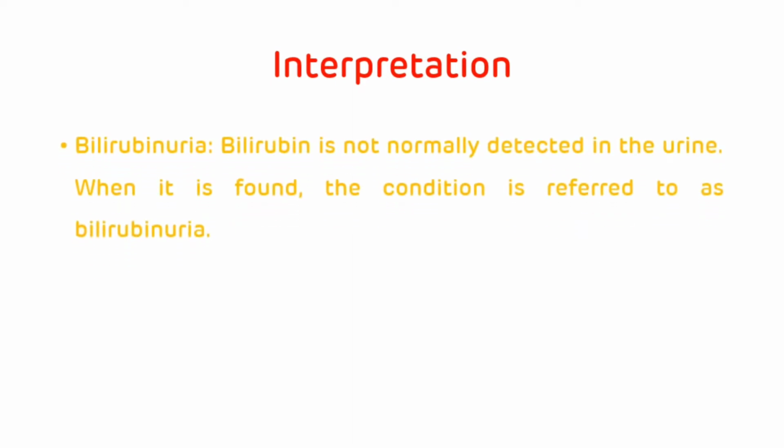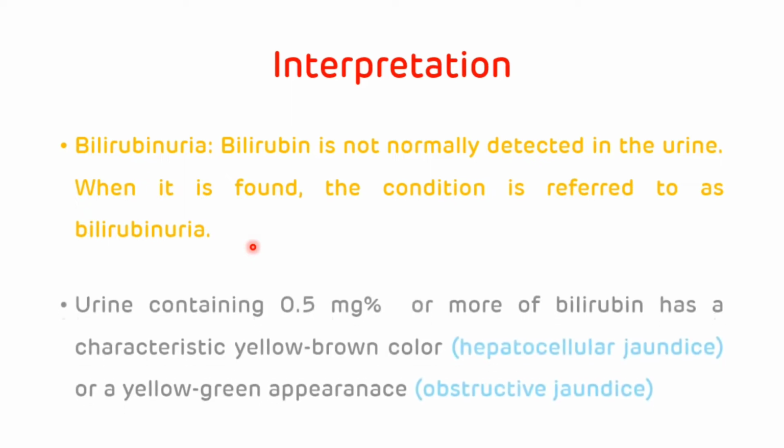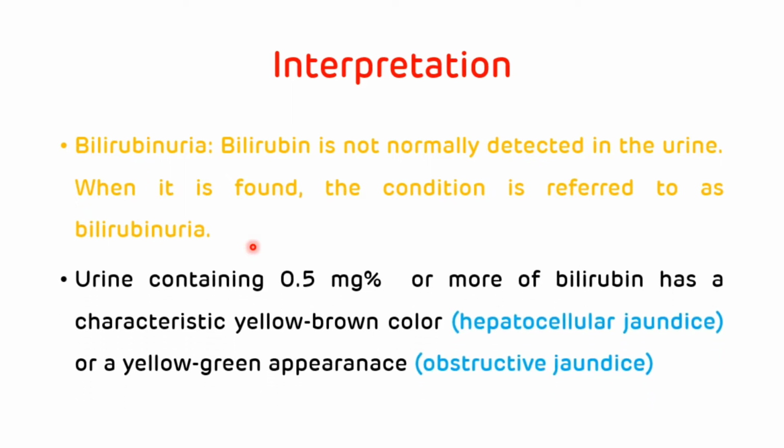Bilirubin is normally not detected in the urine. When it is found, the condition is referred to as bilirubinuria, that is presence of bilirubin in the urine. Urine containing 0.5 milligram percent or more of bilirubin has a characteristic yellow-brown color, which is seen in hepatocellular jaundice, or yellow-green appearance, which is seen in obstructive jaundice. So in hepatocellular jaundice and obstructive jaundice, there is a bilirubinuria. That means there is a presence of bilirubin in the urine and it will give Fouchet's test positive.